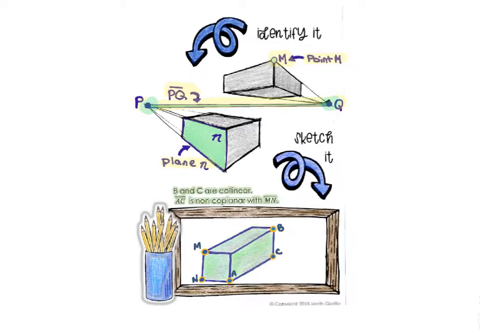Remember, you can label a plane using a cursive letter, or if you have 3 points that are non-collinear on that plane, you could also call that plane by those points. Lastly, I have a sketch of B and C, which are collinear points, and then I have line AC, which is non-coplanar with MN. Now, answers may vary, but this is one example of how you could illustrate this statement.